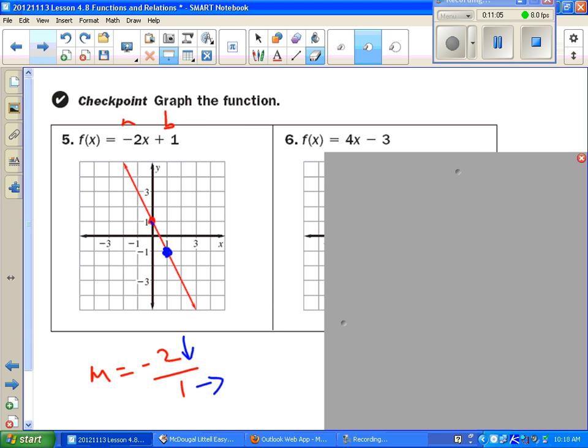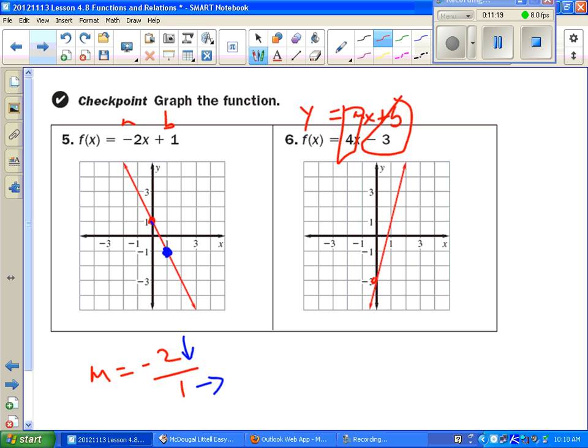For the second one, f of x equals 4x minus 3. Again, y equals mx plus b. Your m value is 4. Your b value is negative 3. So we're going to start at negative 3. That's the point you're going to start at. B always tells you where to start.